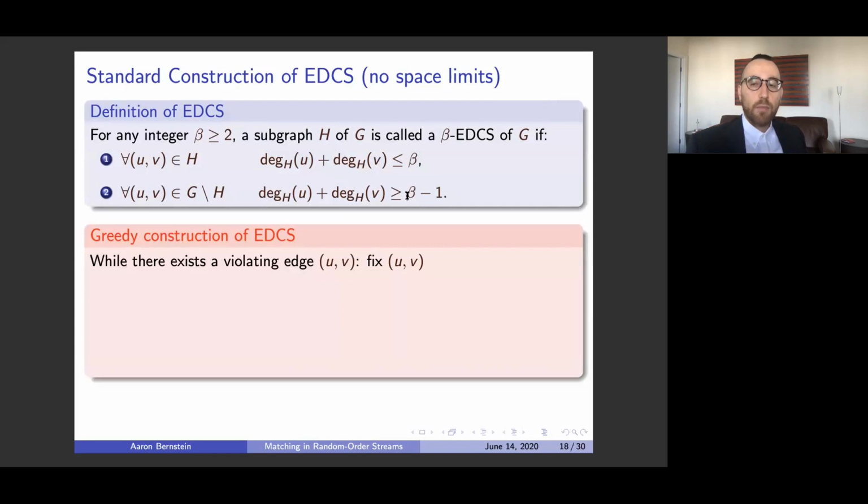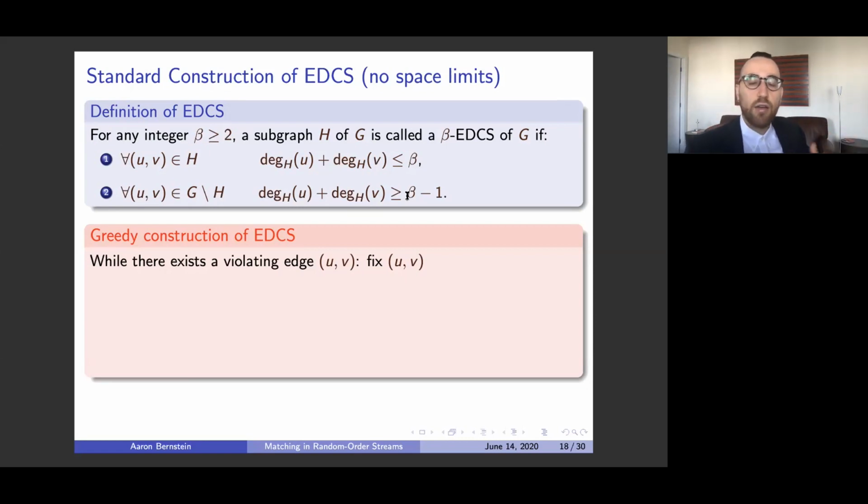Okay, so before talking about how we compute an EDCS in the streaming model, let me give some intuition by showing how we compute it just in the standard setting where you have no space limits, the whole graph is in memory. So again, up top, I have the definition of the EDCS. And here's the construction. You're going to look for an edge that violates one of these properties, and then you're going to fix it. And then you're going to look for another edge that violates one of the properties, you're going to fix it, and you're just going to keep doing this until there are no edges left to fix.